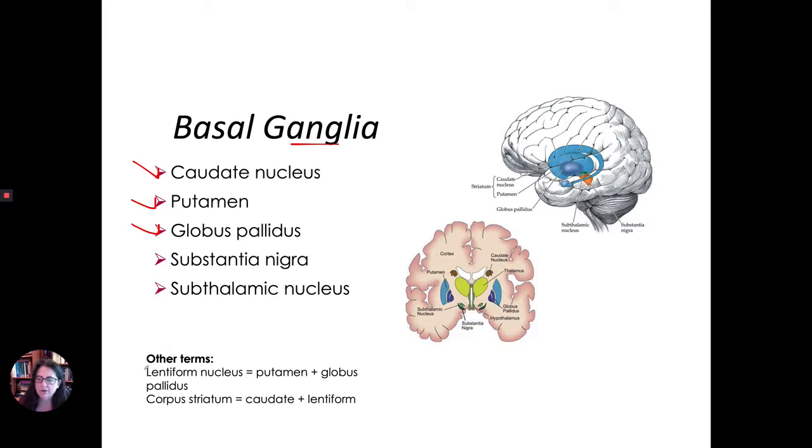There are some other terms that will put two parts of the basal ganglia together, and why not give it another name? So the lentiform nucleus includes the putamen and the globus pallidus, and the corpus striatum includes the caudate and the lentiform. So there's some more terms.